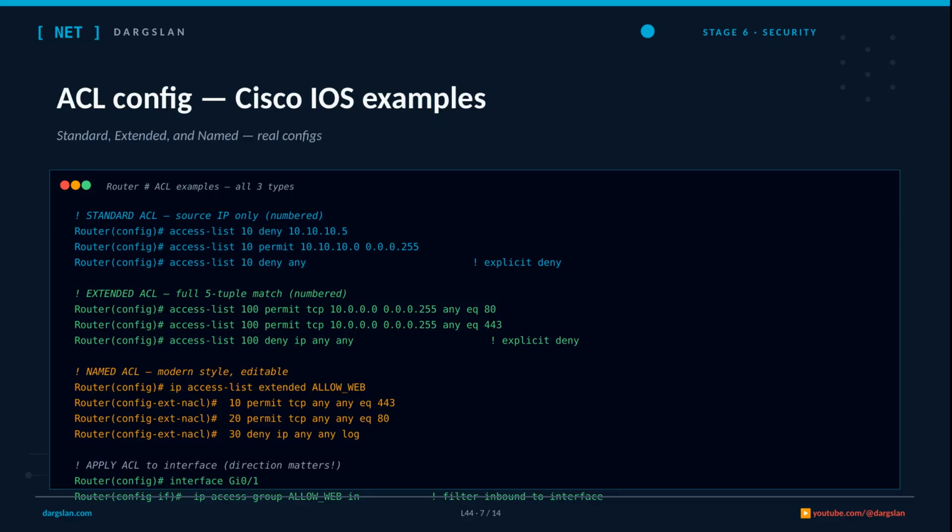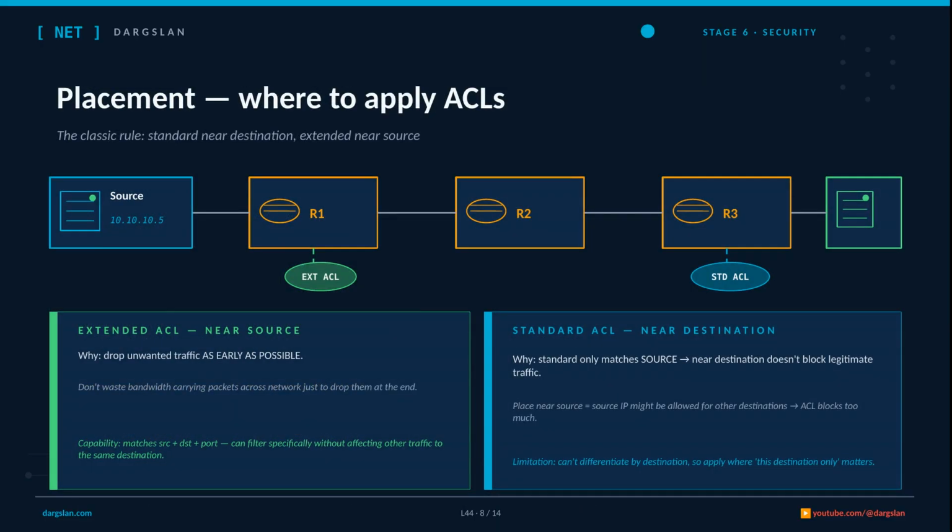A standard ACL numbered 1 to 99 filters only on source IP, quick but blunt. An extended ACL numbered 100 to 199 gives you the full 5-tuple, protocol, source, destination, and ports, so you can permit web traffic to ports 80 and 443, then deny everything else. And named ACLs are the modern way, readable, editable line by line, and far easier to maintain, but none of it matters until you apply it to an interface with a direction. And that direction, in or out, is where most mistakes happen. Direction is half the battle. Placement is the other half.